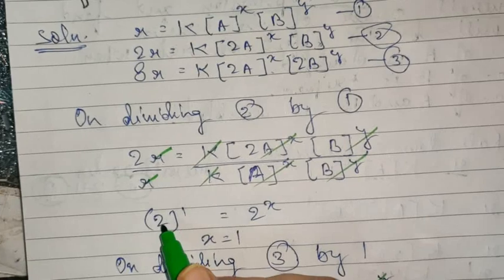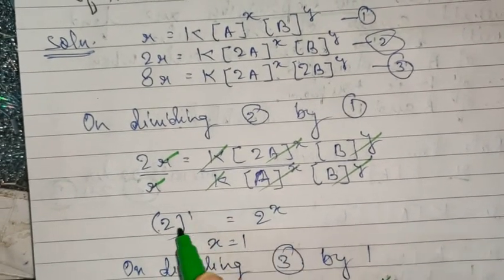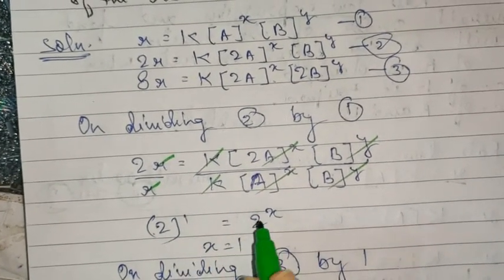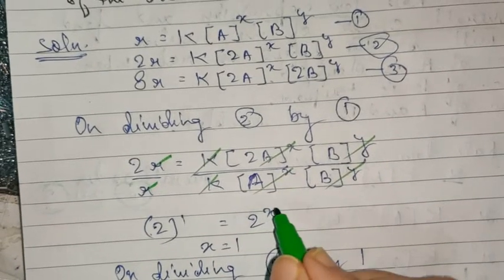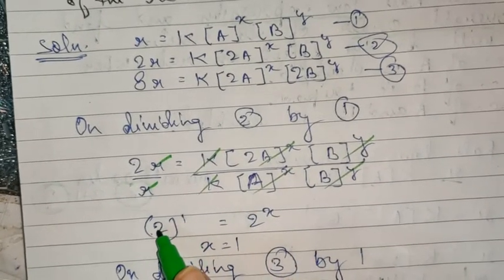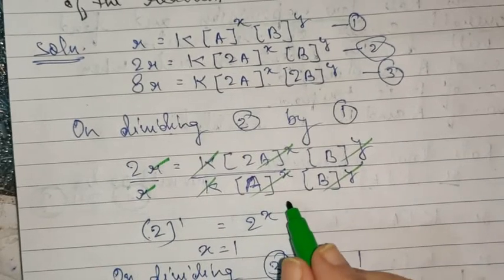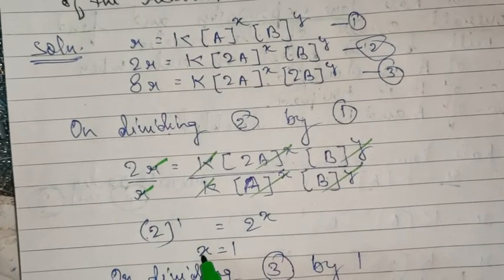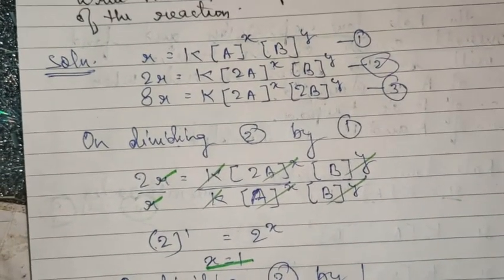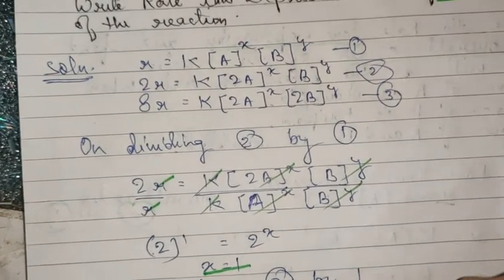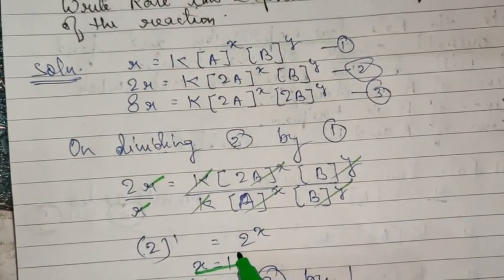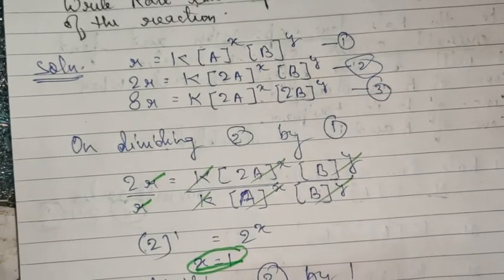Now you can see here, you have base 2 on both sides of the equal sign, and to this 2 the power is 1, to this 2 the power is x. So the value of x will be 1. So you can see here the order of reaction with respect to A will be 1. I hope this much is clear.